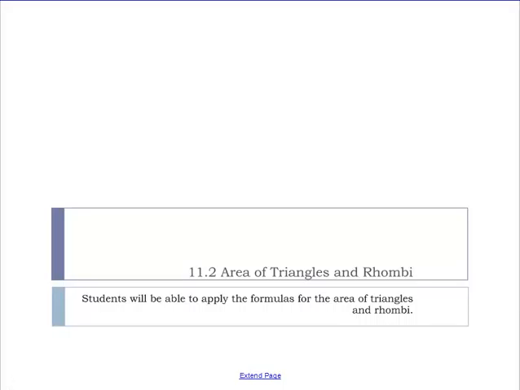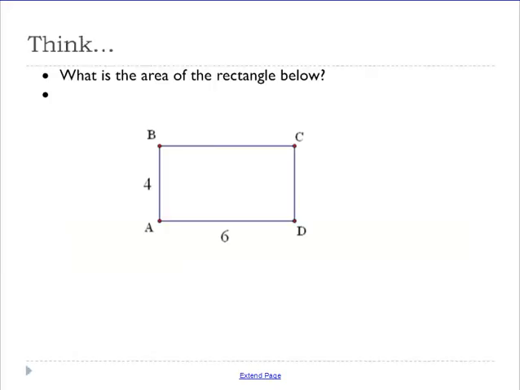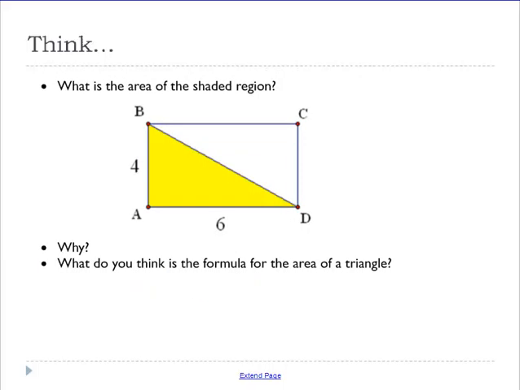We're going to start talking about triangles and rhombus and figuring out areas of those shapes as well. So review from last video, area of the rectangle below, area is base times height, 4 times 6, this is 24. Okay, now let's take the same rectangle and let's make half of it yellow. Okay, so area of the shaded region. Well, the shaded region is half of that rectangle. So the area of the rectangle was 24. Let's divide by 2 and get 12.